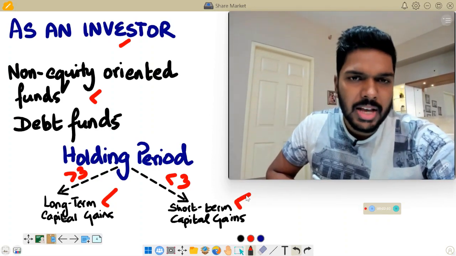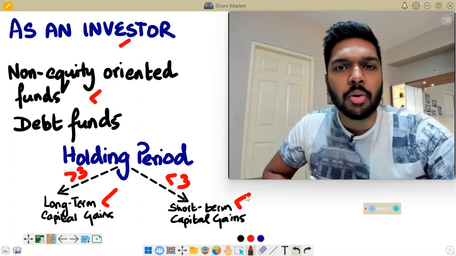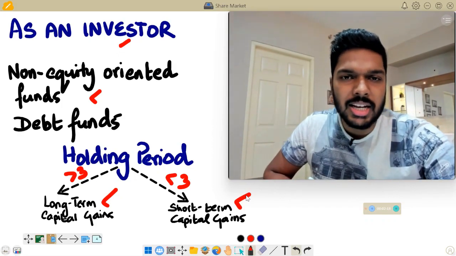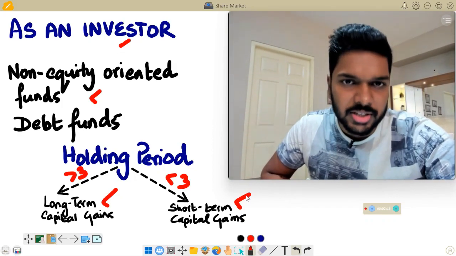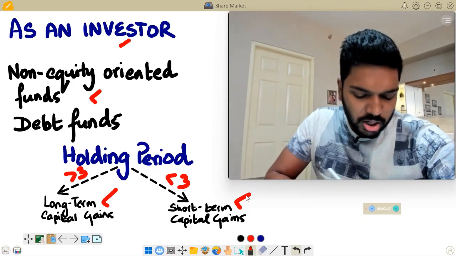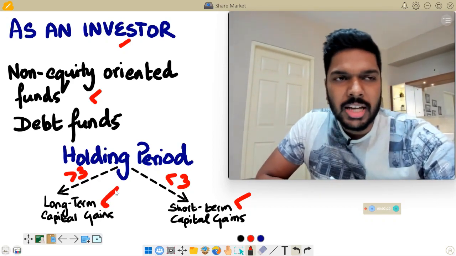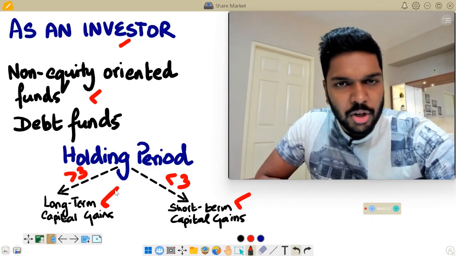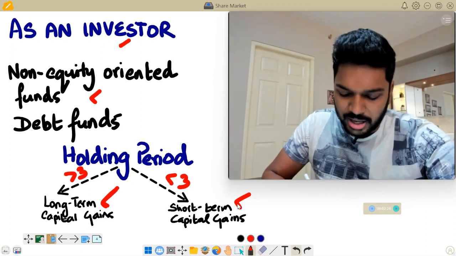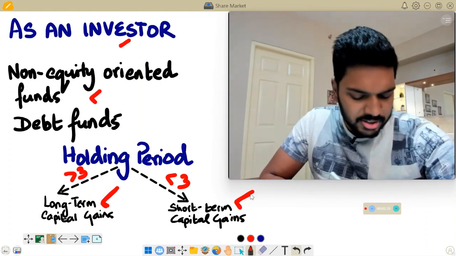To simplify, if you're holding any non-equity oriented funds or debt funds and you're selling it after 3 years from the date of purchase and you're making a profit, it's called a long-term capital gain. If you're selling it within 3 years from the date of purchase and you're still making a profit, it's called a short-term capital gain. What about the taxes?